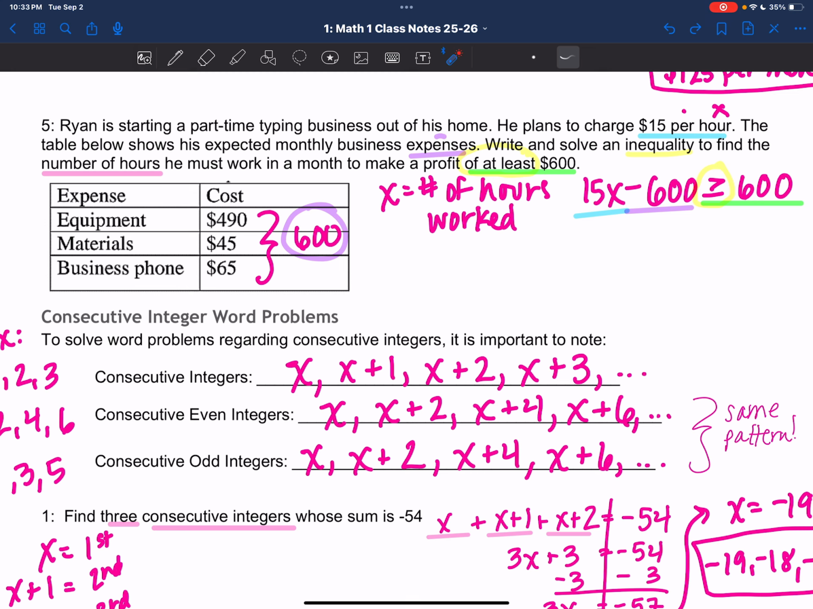He must work in order to make a profit of at least, so that's the least amount, so you want greater than or equal to $600. All right, so go ahead, solve this. I set it up for you. You just got to solve it.